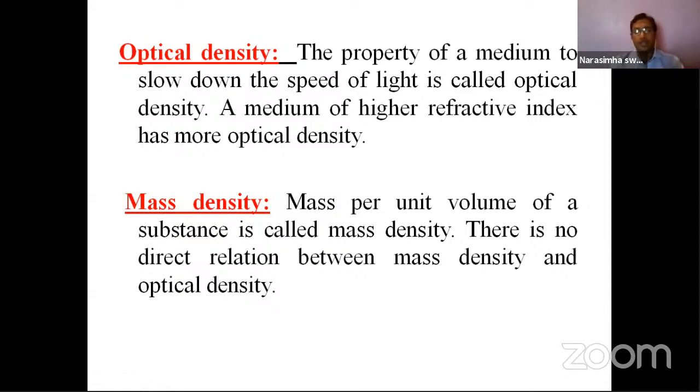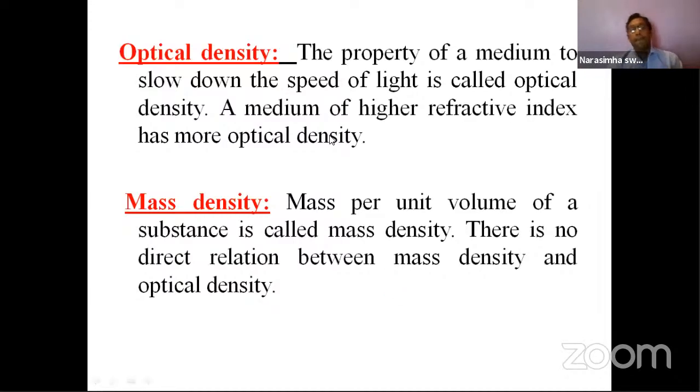Mass density gives only the amount, while optical density gives the velocity of the light ray traveling through the medium. So that is what matters here. But directly there is no relation between optical density and mass density. This question is only for clearing confusion, so that you get clarified about what optical density and mass density are.